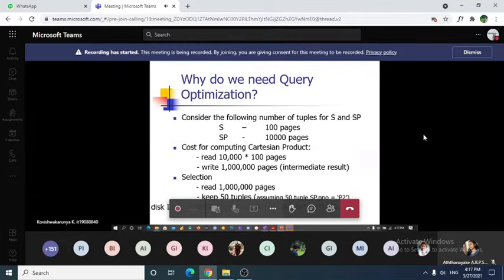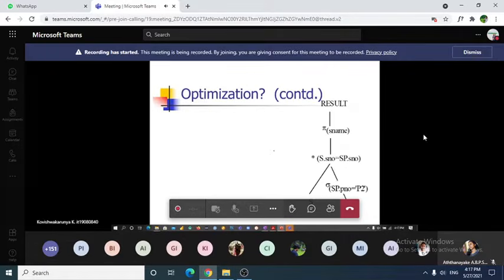Okay, when it comes to Cartesian product, that is what happens. Now for a change, let's change the expression a bit and see. Okay, so let me show that. So now let's evaluate this expression.